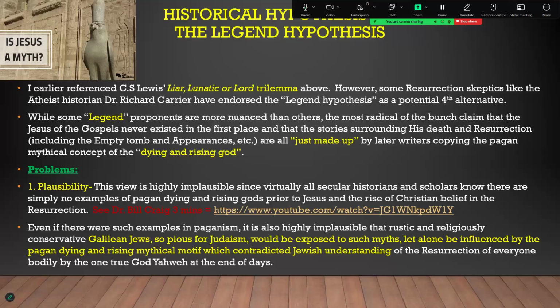Also, even if there were such examples, it's highly implausible that a bunch of rustic Galilean Jews, right? So these aren't even city folk, the liberal city folk of Jerusalem who are open to Hellenism. These guys were from Galilee, Capernaum and so on. They were fishermen. They were handymen and stuff like that. These guys are not receptive at all to pagan myths. You think they would make up a story of a resurrected Messiah based on a pagan story of a dying and rising God? That's totally implausible. They would never betray their Judaism that they had grown up with, and go for a pagan myth or something like that.